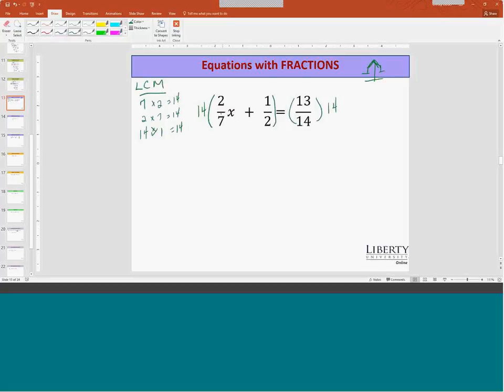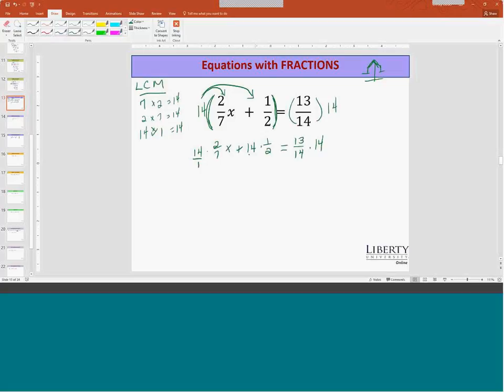Now you've got two terms. Remember, both sides, meaning that whole side gets multiplied by 14. That means 14 is multiplied to my 2/7 x. 14 is also multiplied to my 1/2 because that's multiplying the whole side by 14. That's going to give me 13/14 times 14. Multiply fractions. You multiply straight across.